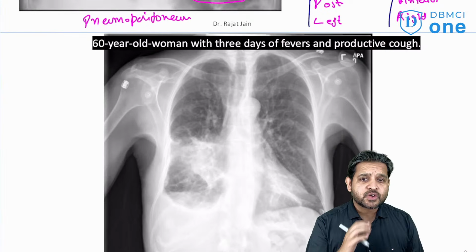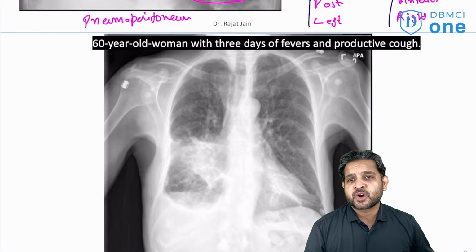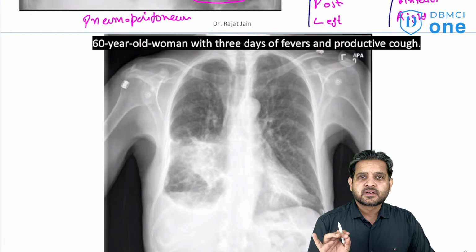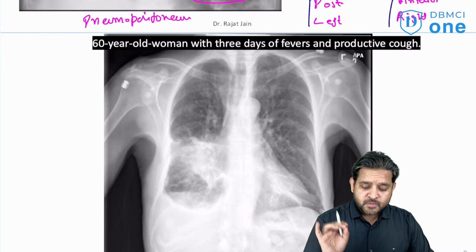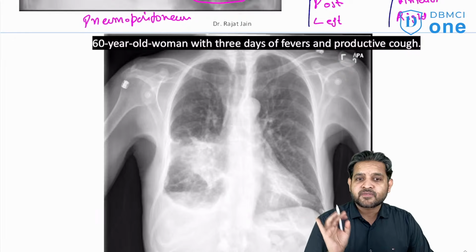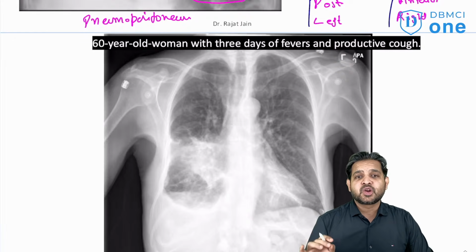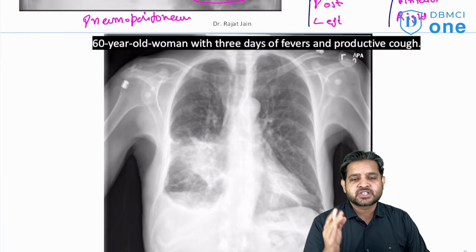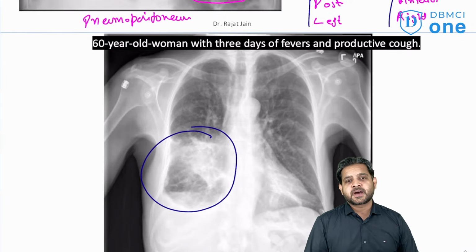Okay. Now let us see this. I have a question for you. A 60-year-old woman with 3 days of fever and productive cough. That's a very classical question. Don't blame me if the same is there in the exam. A 60-year-old woman with 3 days of fever and productive cough, an X-ray is being given. Tell me what is the most likely location of this consolidation. Fever with consolidation is pneumonia, and I can see there is a consolidation in this part of the lung.